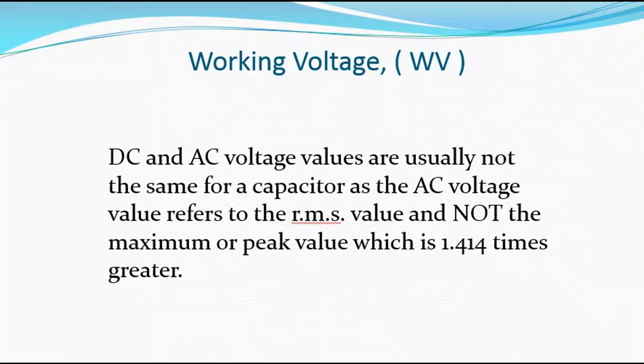So in that case, DC being direct current and AC being alternating current, the DC and AC voltage values are usually not the same for a capacitor. That one is true. The AC voltage value refers to the RMS, root mean square value, and not the maximum or peak value, which is 1.414 times greater. I will use this to explain briefly. This RMS, I will treat immediately.